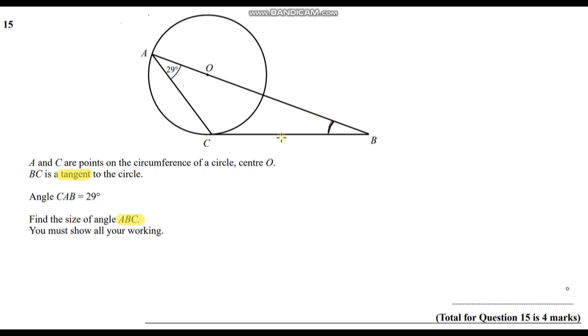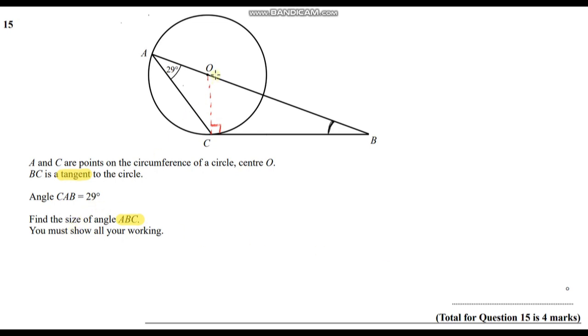Now this line here, BC, is a tangent to the circle. That's really important because we know that a tangent meets a radius at 90 degrees. So if I were to draw on a radius, I'm just going to do a dashed line for this. I'm drawing in a radius. It's not the best radius, it's slightly bent here. But if I draw in a radius, I know that this angle is 90 degrees. So let's write that down straight away.